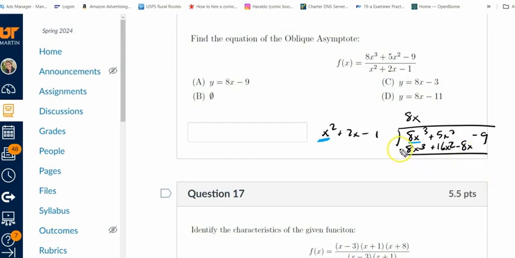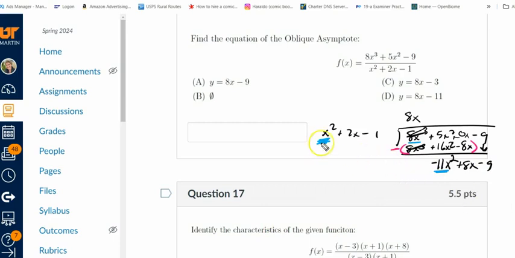Then I'm going to subtract every term. So I'm going to have 8x cubed minus 8x cubed, 5x squared minus 16x squared, and 0 minus 0 times x minus negative 8, and then minus 9. So now I'm going to look at x squared and negative 11x squared.